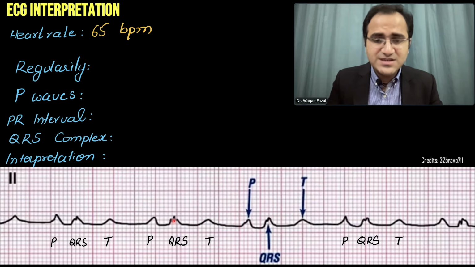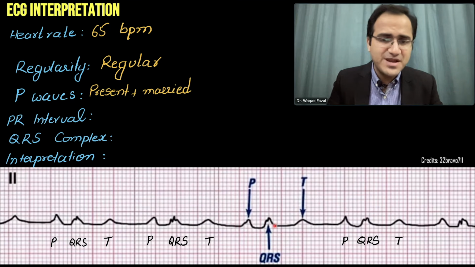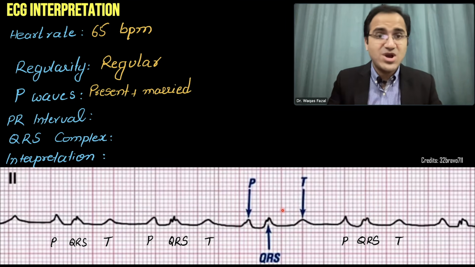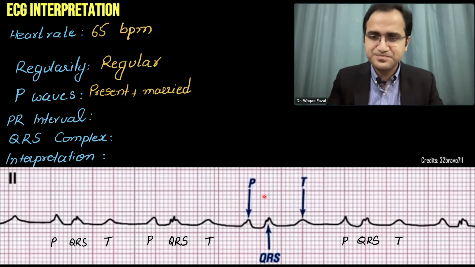Regularity: let's look at the distance between each QRS complex. It's almost equal. That's the RR interval. The RR interval is equal, so that's a regular ECG. Looking at the P waves, they are round, they are upright, and they are of normal size, they are present, they are married to the QRS complexes. Although this looks very ugly, the things are going fine in this ECG.